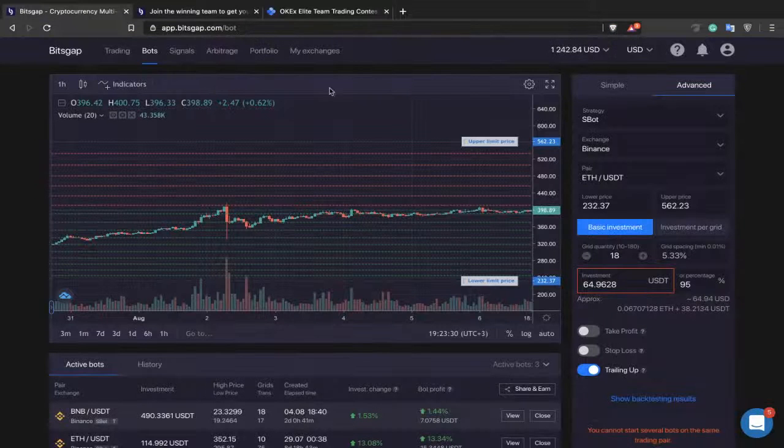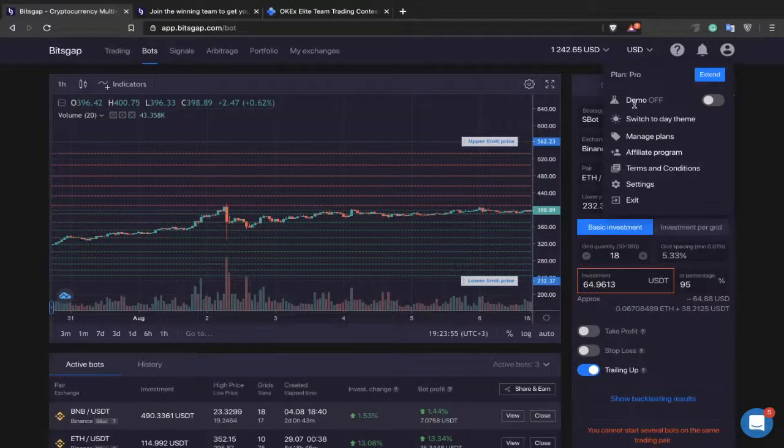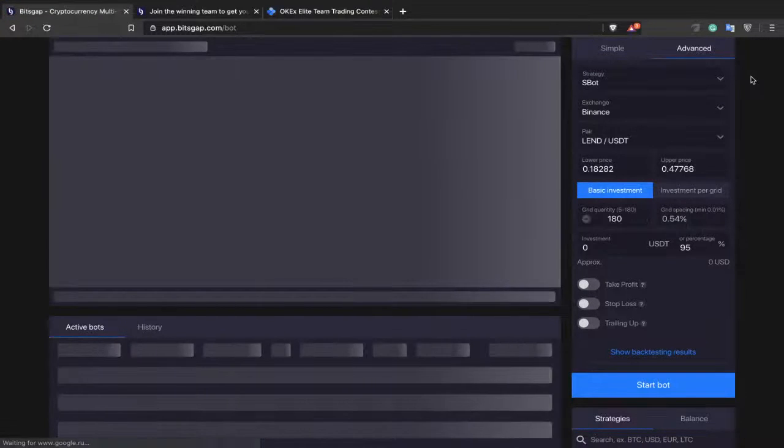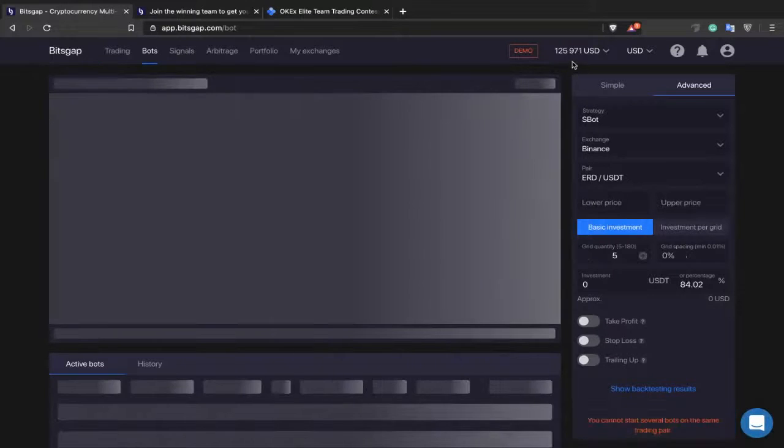Now let's move on, and here comes the bots page. When you go to the Bitsgap main page, you just log in and then click on bots. I will start with the demo mode, because in the demo mode I have more active bots. Currently this is my real account. On the right side you see there is an avatar picture, and you can switch the demo mode on. That's the virtual trading simulation I've been talking about. Here you have virtual money, which you can trade with, absolutely risk-free.